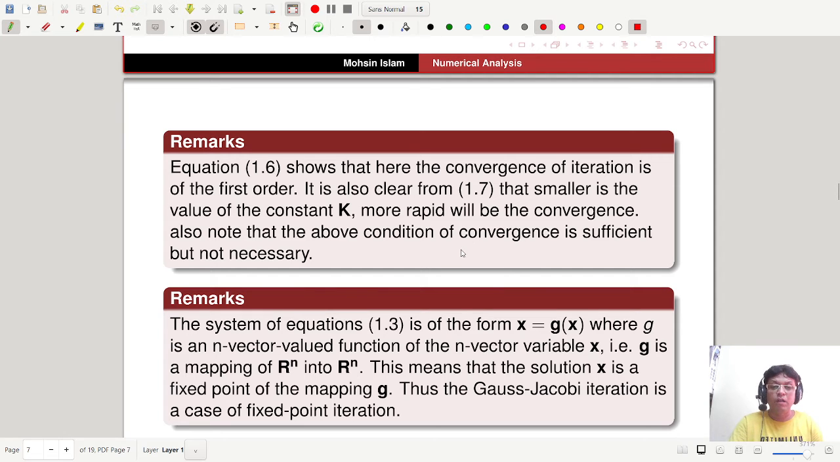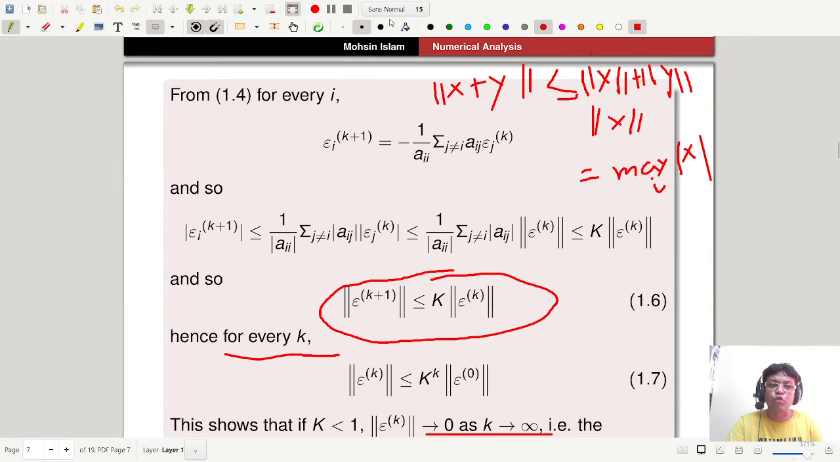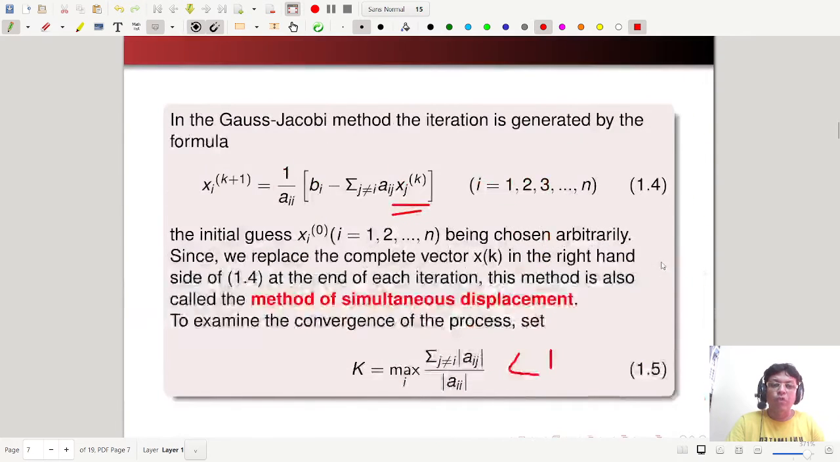Also note that the above condition of convergence is sufficient but not necessary. This is very important. The condition, that is k less than 1, is sufficient but not necessary. Without satisfying the condition, the system can converge. Also, remark number 2, the system of equations 1.3. Let me show you once again. What is your 1.3?